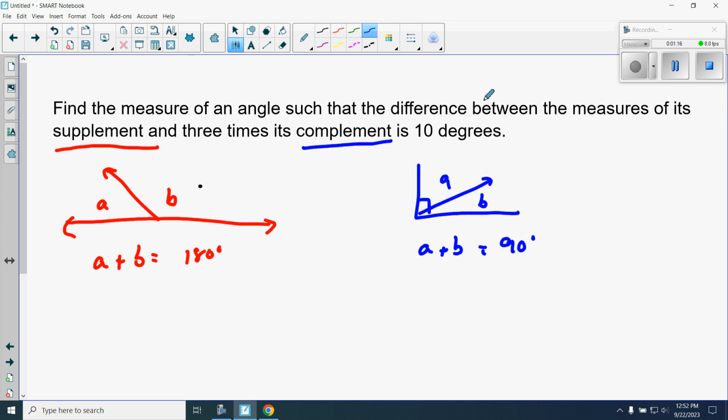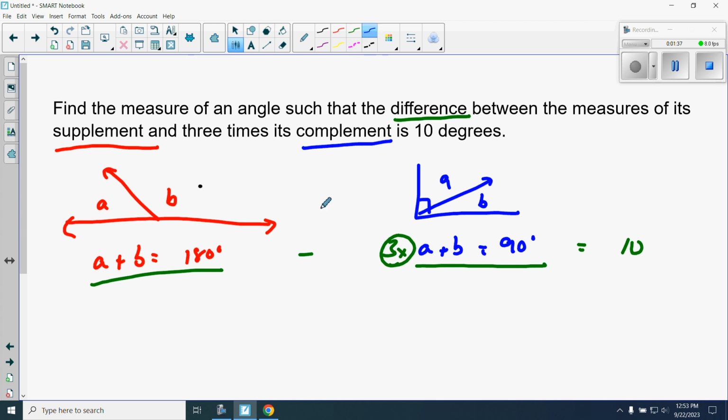All right, so what we're looking at is the supplement, and 3 times the complement, is going to equal 10 degrees. But it's the difference between those. So now we've got to write an equation based off of that.